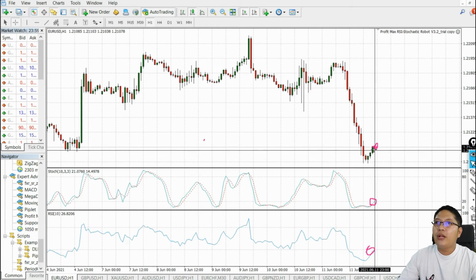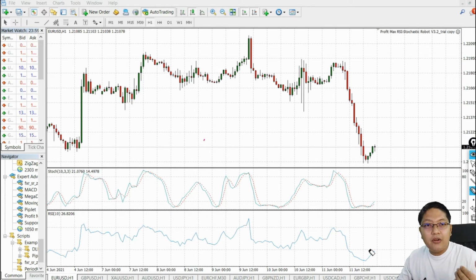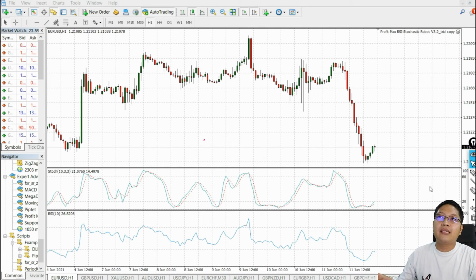So if you enter the trade right here and it returns back, you have at least 80 pips down to your pocket, right? So you can study this indicator back in order to have a better entry. But the good thing here, guys, is that we can automate this indicator, the best entry that we have.